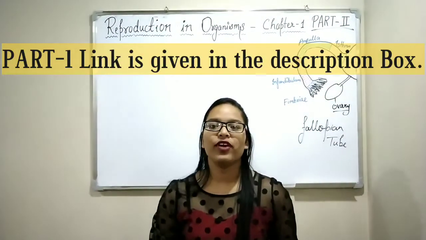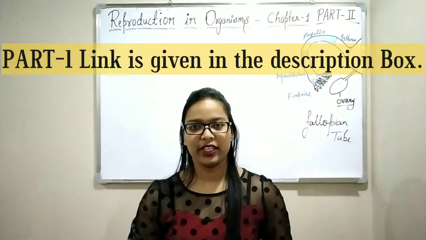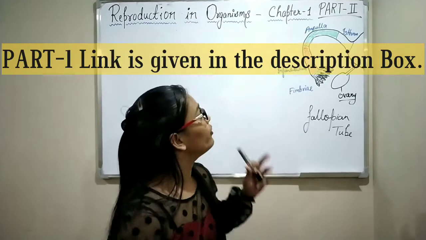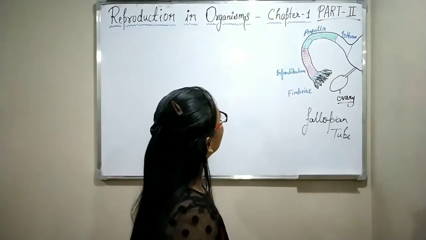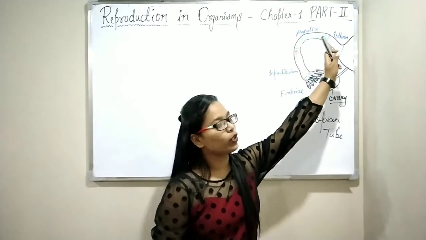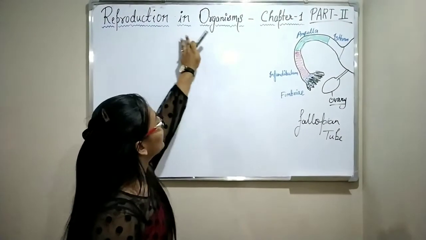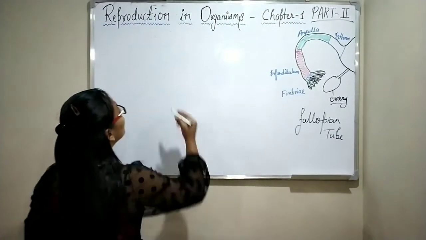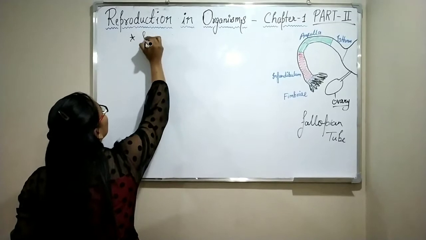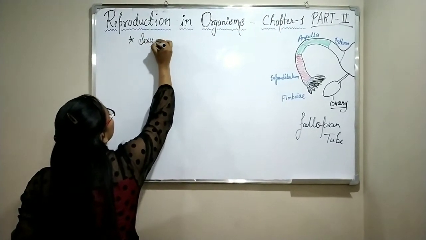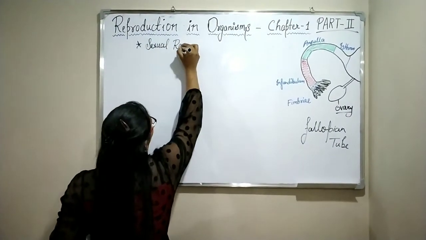In the last video we discussed the types of reproduction. That was our part 1, and today we will be discussing the topic sexual reproduction. That will be part 2 of the chapter Reproduction in Organisms. So we will discuss sexual reproduction.